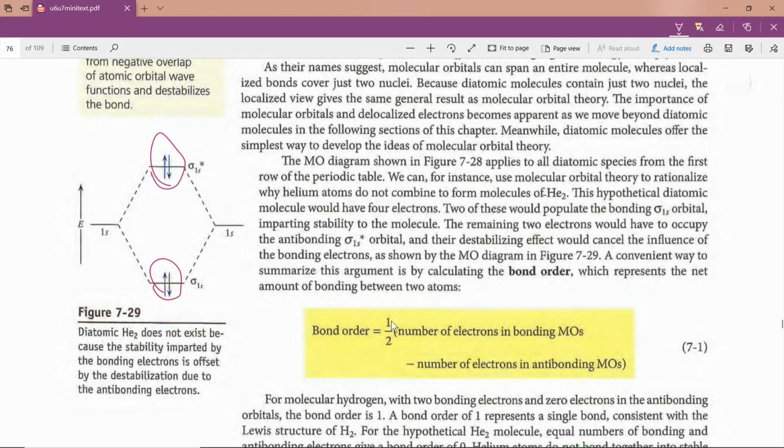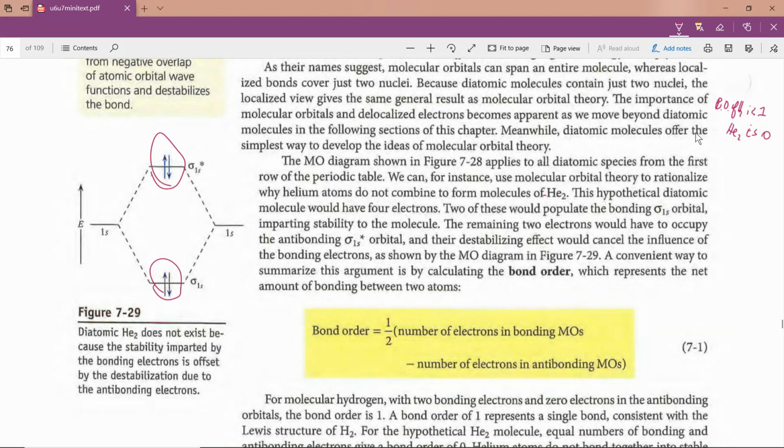Hydrogen, H2, so it'll be 1/2. Well, there'd be 2 electrons and no anti-bonding ones, so the bond order is 1. So bond order, yes, unfortunately, some people call it BO. BO of hydrogen is 1. BO of helium is 0.